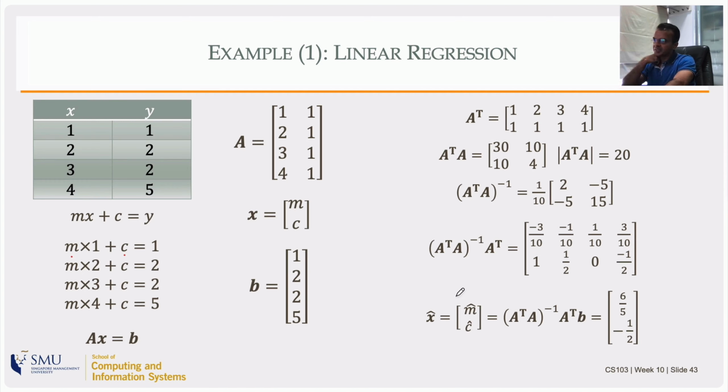After doing all that, your reward is x hat, the best possible estimate of m and c, m hat and c hat. That is equal to A transpose A inverse A transpose b, and I get this. If you look at it, it is 6 by 5, that is 1.2, and minus half, which is minus 0.5, which is what Excel told you. So what Excel is implementing is not an iterative way of getting at the solution. It's actually a closed form computation.